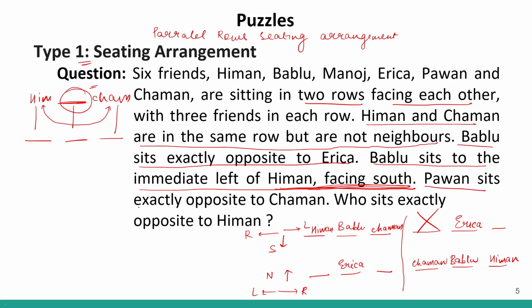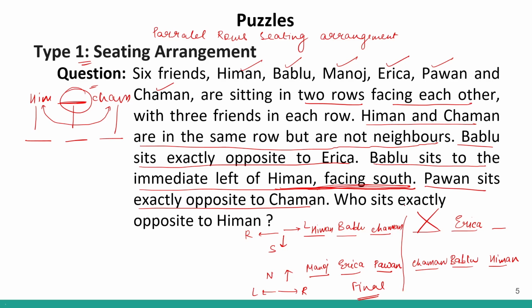Pavan sits exactly opposite to Chaman. So Pavan will be sitting over here. Now how many people have we already placed? We have placed Himan, Bablu, Erika, Pavan and Chaman. The only person remaining is Manoj, so we can place Manoj over here and this will be my final seating arrangement.